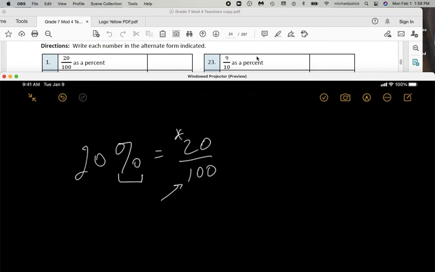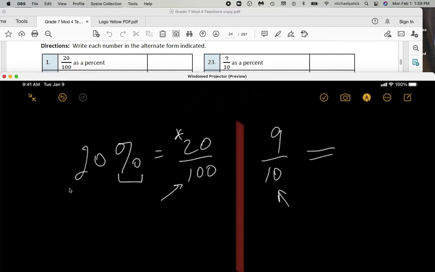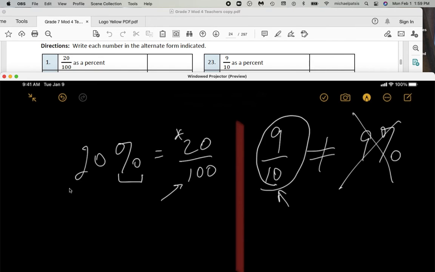Okay, let's go right next door. 9 over 10 as a percent. We cannot say that that is 9%. We are not allowed to say that because if you have 9 over 10, we do not have 100 in the denominator. So this does not equal 9%. We have to get this fraction with 100 in the denominator.